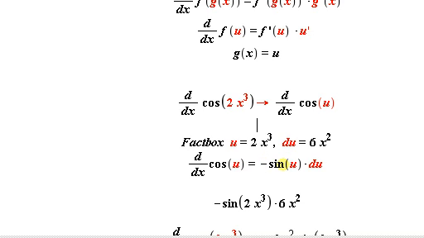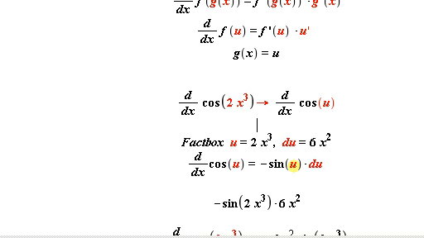Now we go back to our fact box and we just plug in. So what was u again? Yes, here's u, 2x cubed. So we plug in 2x cubed right here where u was. And what was du again? Oh yes, 6x squared. We plug 6x squared right here.